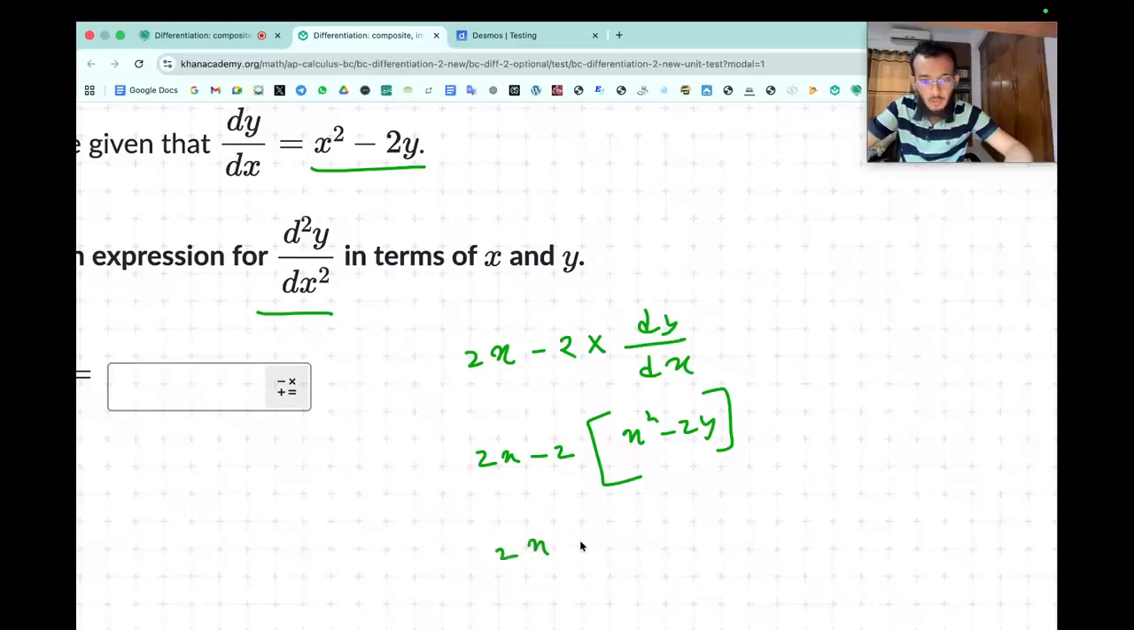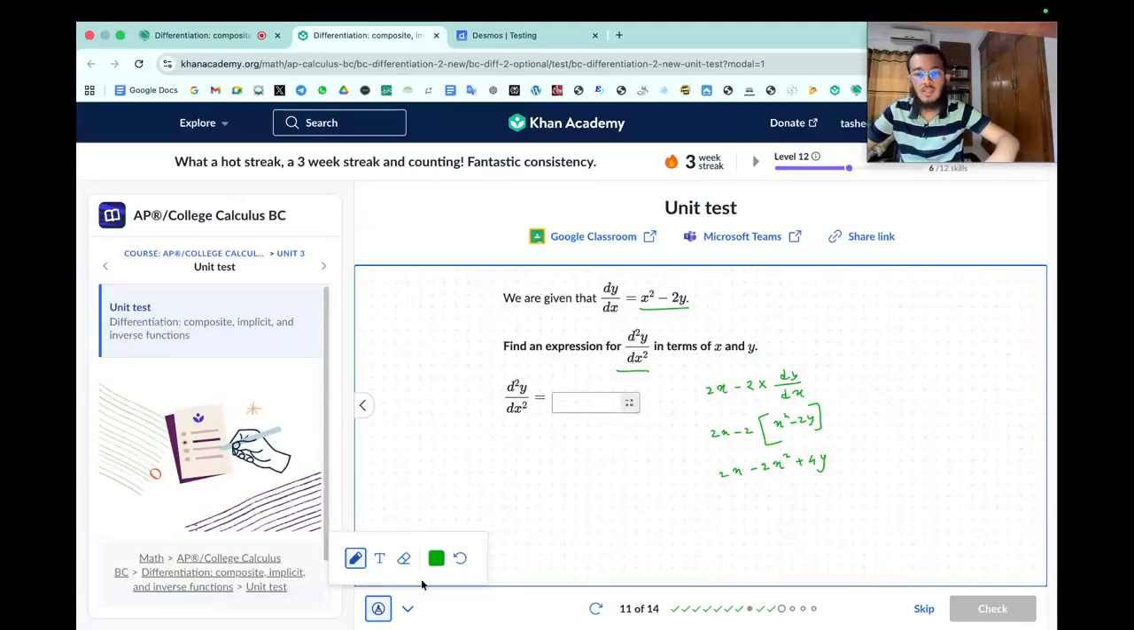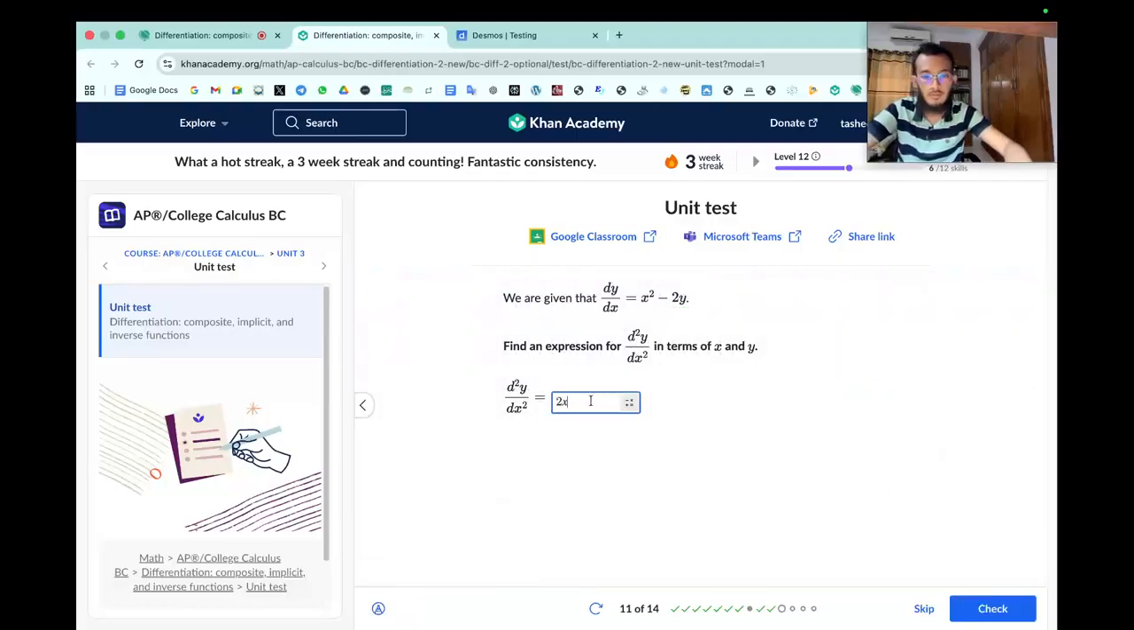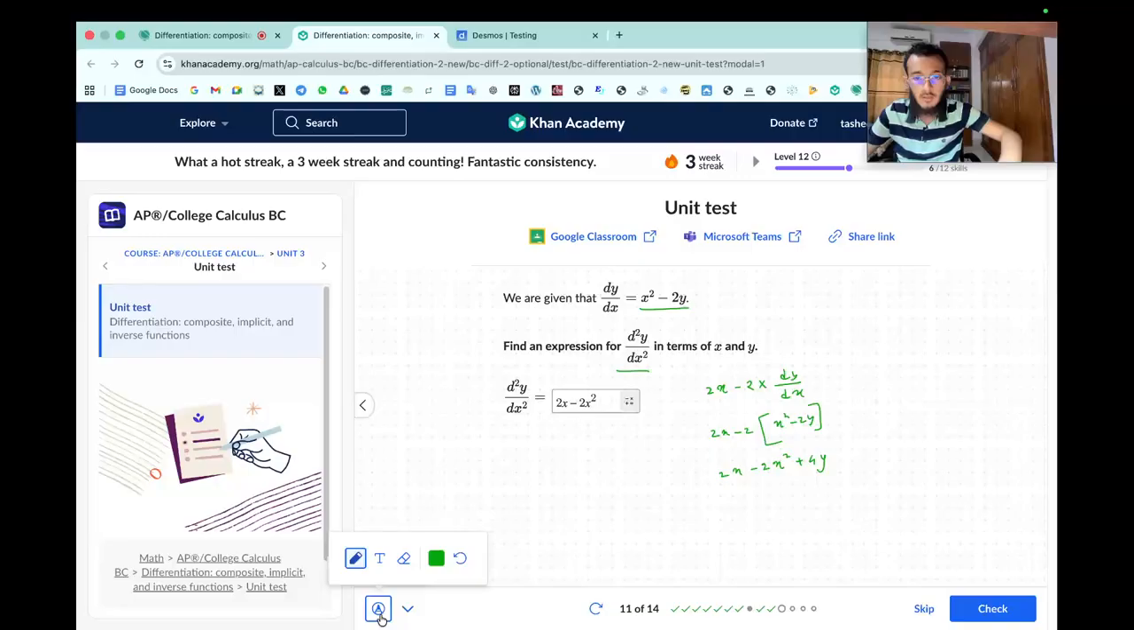So we're left with 2x negative 2x squared positive 2 into 4y. 2 to 2 positive 4y. So this is the answer, 2x negative 2x squared positive 4y.